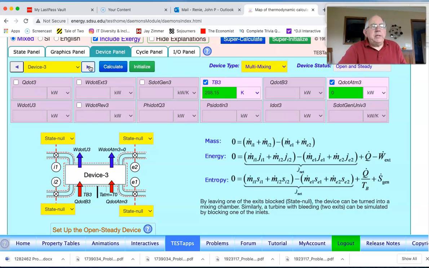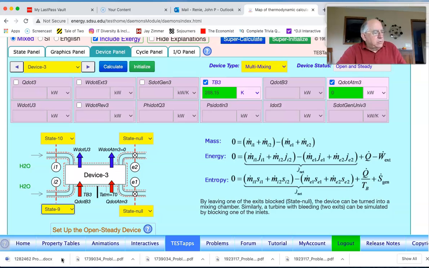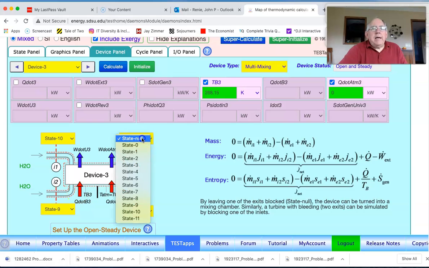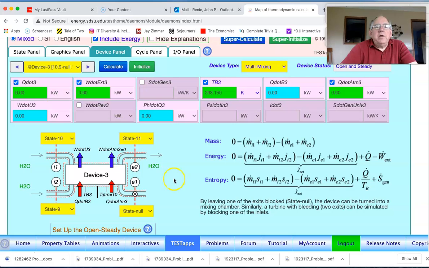And so device 3 is going to be the mixing chamber. And the mixing chamber is an open device. It's already set up for multi-mixing. It's an open device that's bringing in state 10, and it's bringing in state 9. And so those are the two streams coming in from the 2 pumps. And they come out then with 11, which is the final state. And so that type of a mixing system has no heat transfer and no work.